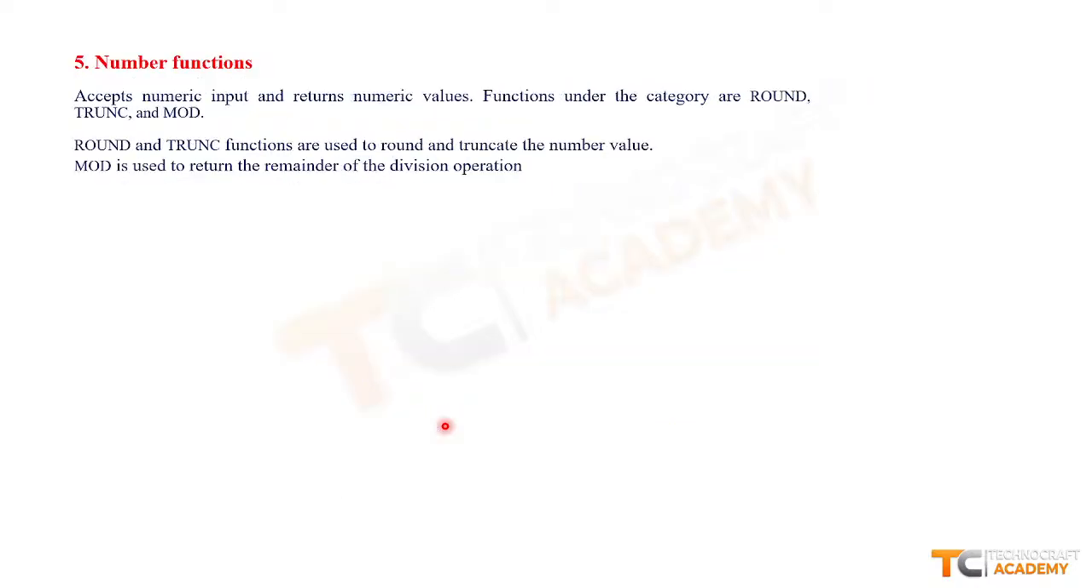Okay, so next we have number functions. Number functions, like we have round, trunc and mod. If you are getting any decimal points and you want to just round it off, then we use these number functions called round and trunc. And mod is used to return the remainder from the division operator. So then we use the mod function. Okay, let me take some example for round and trunc.